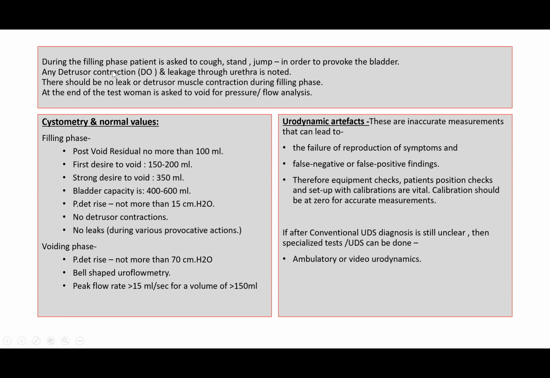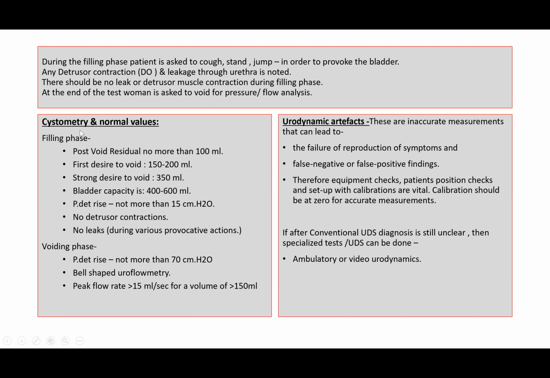Now, during the filling phase, the patient is asked to cough, stand, jump in order to provoke the bladder. During these provocations, we have to see if there is any detrusor contraction or not, if there is any leakage or not. Normally, there should be no leak and no detrusor muscle contraction during the filling phase. If there is no leak and no detrusor muscle contraction, it means that it is a normal urodynamic study. And at the end of the test, the woman is asked to void for pressure or flow analysis.